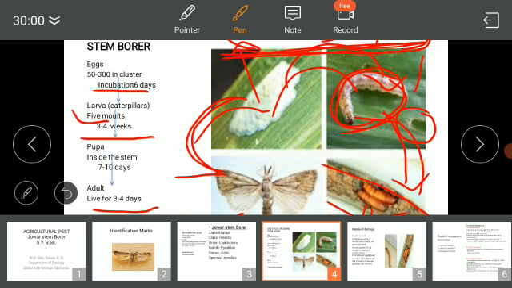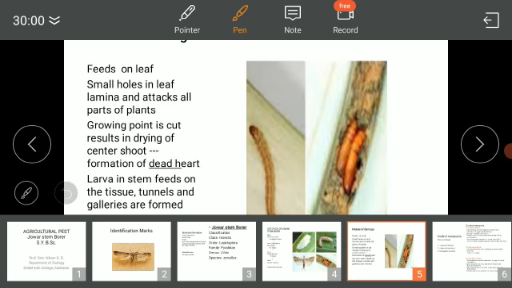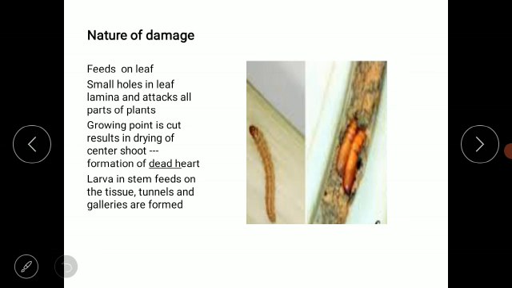Next, see here the nature of damage. Now here we study the nature of damage. The larva, the newly hatched caterpillar, particularly feeds on the leaves, causing the formation of small holes on the leaf lamina, and they attack all parts of the jowar plant except the roots. Means they are able to attack the ear head, leaf, as well as the stem.